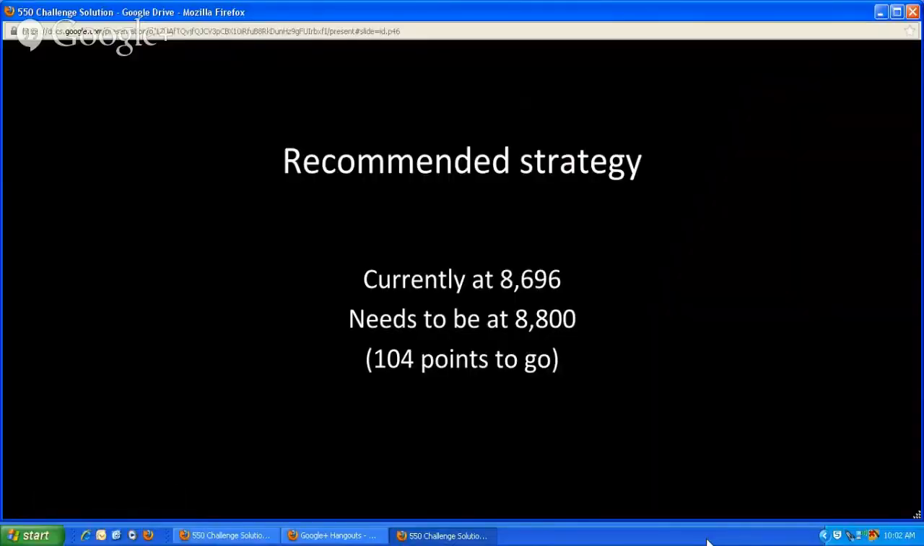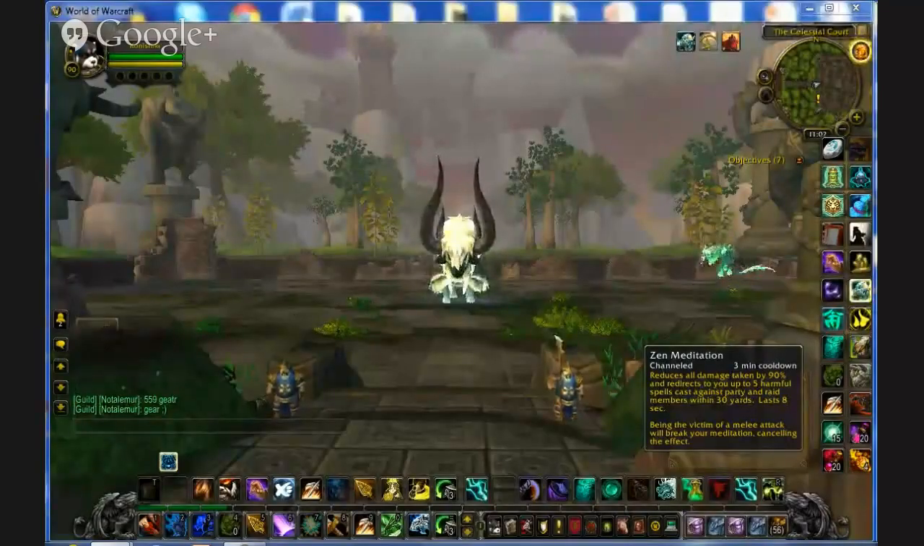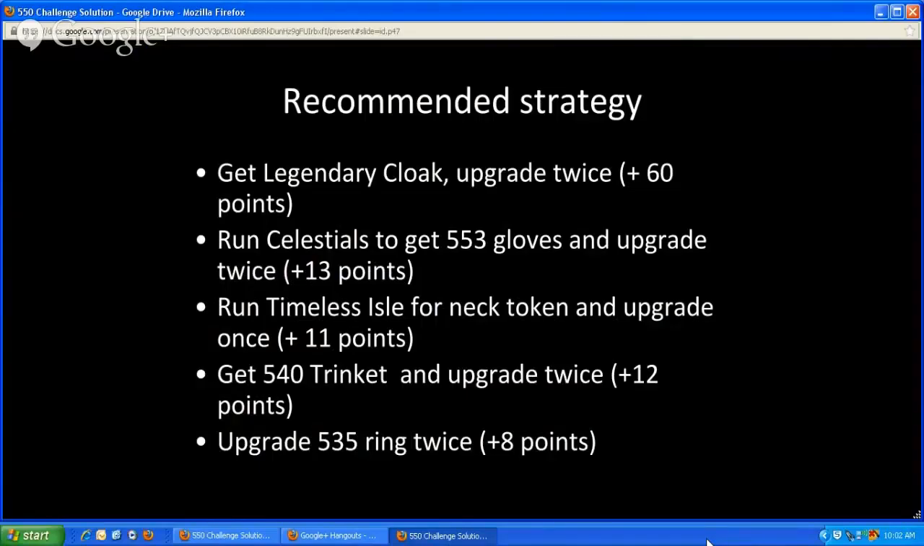So basically, the strategy I came up with for him would be to get the Legendary Cloak and upgrade it, and run Celestials to get the 553 gloves, because I already have the belt and I already have a crafted pant. The other thing is that I'd be looking to run Timeless Isle for a neck token and upgrade that once. Then I would hopefully get a 540 trinket, another 540 trinket, and upgrade it twice. So Malakork, we're coming for you.